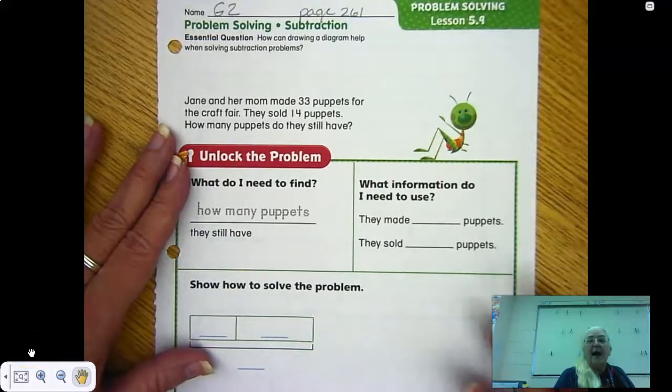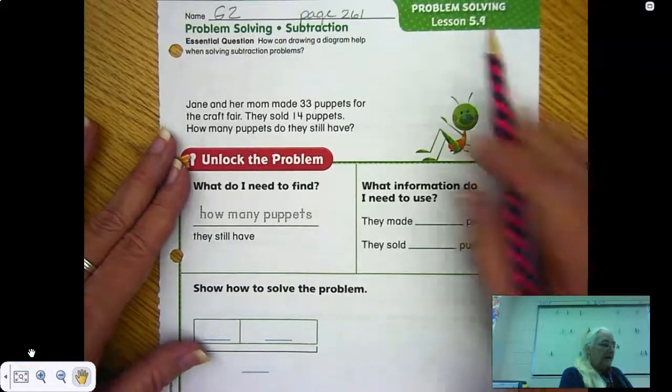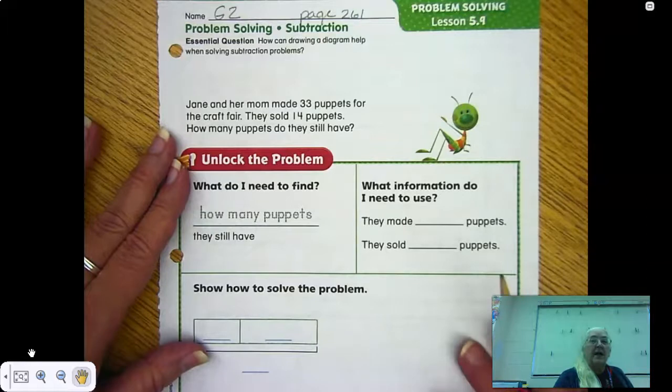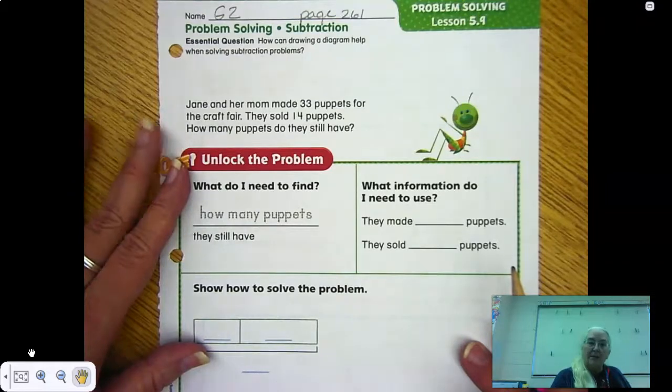Hey friends, we are working on math lesson 5.9. That is on page 261 with your math pages. Our question that we're thinking about is how can drawing a diagram help when solving subtraction problems?